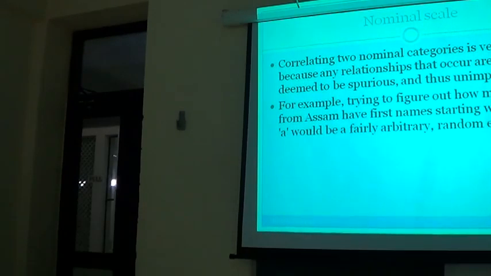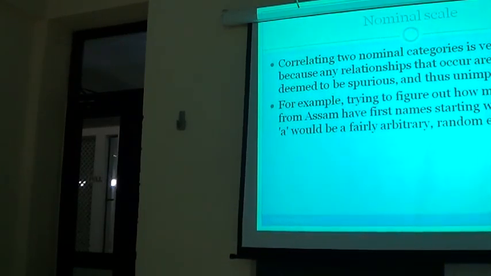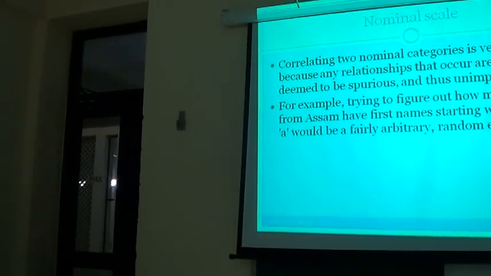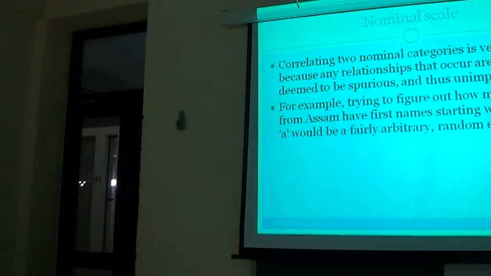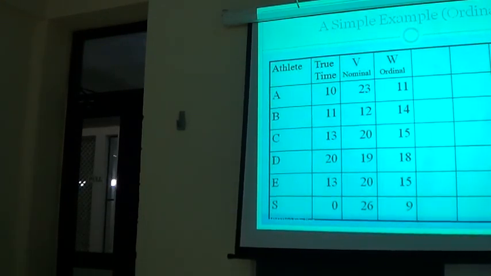In this example, try to figure out how many people from Assam have a first name starting with the letter A. It could be a fairly arbitrary, random exercise. Does it make any sense? No, absolutely no sense. Or Jammu and Kashmir, and having a first name starting with J. That makes no sense at all. So that is the problem with this nominal category. Now see the ordinal.